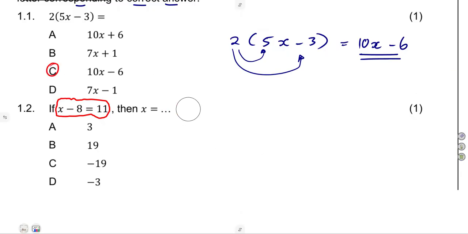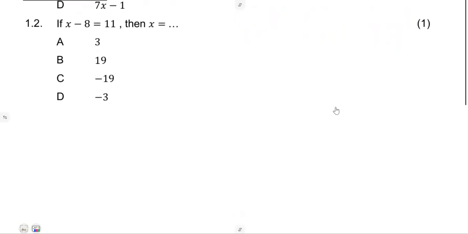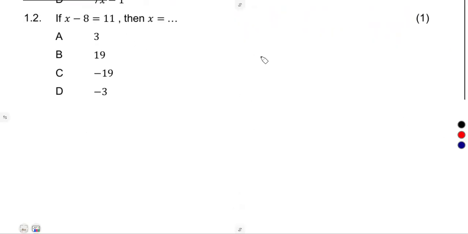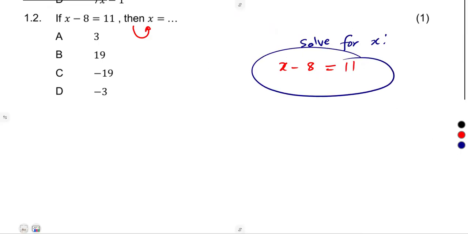Then moving on to question 1.2, like I said, this one is an equation. So we are given that x minus 8 is equal to 11, then x is what? Solve for x. It is an equation where you are supposed to solve for x. Determine the value of x which satisfies the equation that you're given here.